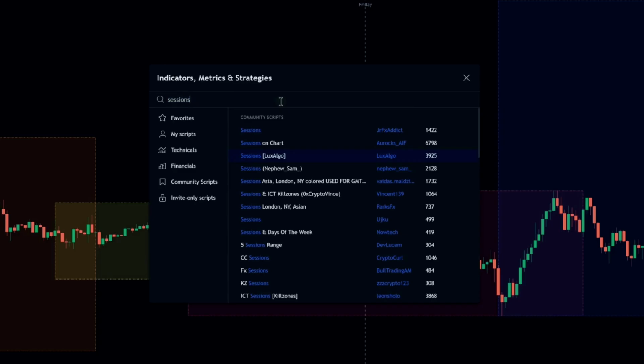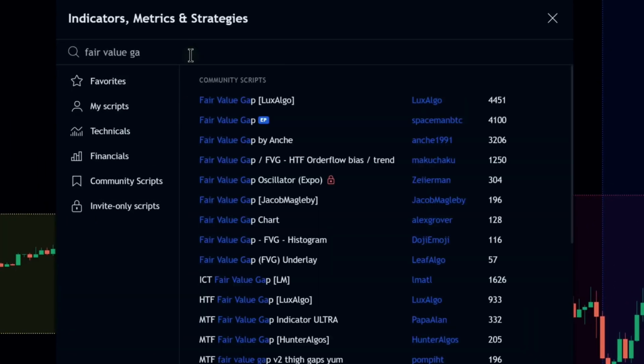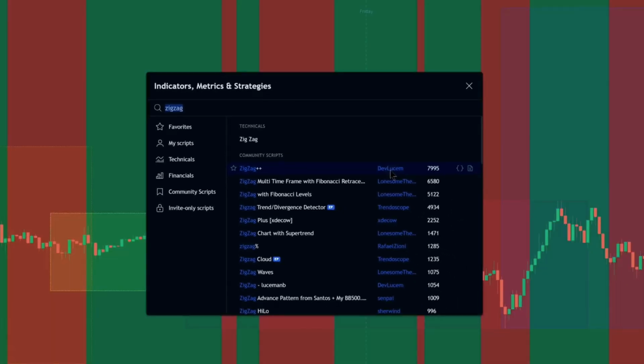Then search for fair value gaps, and again, select the one by the beloved Looks Algo. Big shout out to them. This will help us spot fair value gaps in the market. Finally, type in zigzag and pick this one right here. This particular one helps identify zigzag patterns, which mark pivot points or swing highs and lows in the price action.